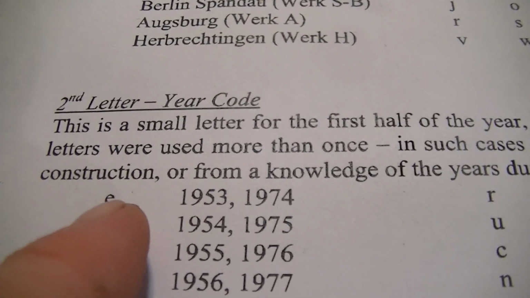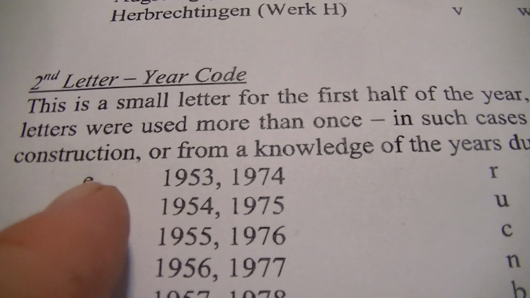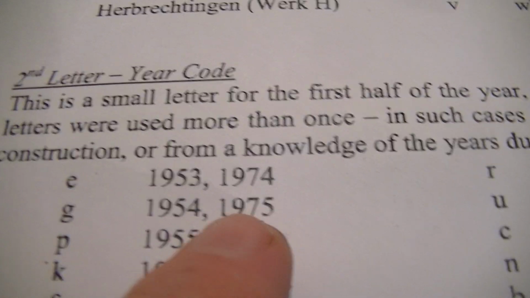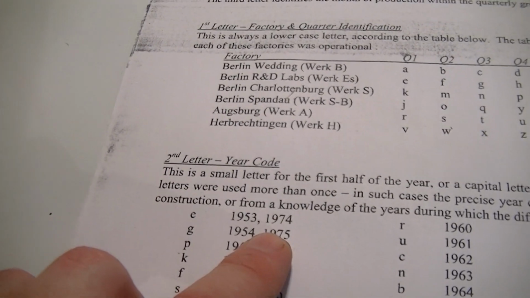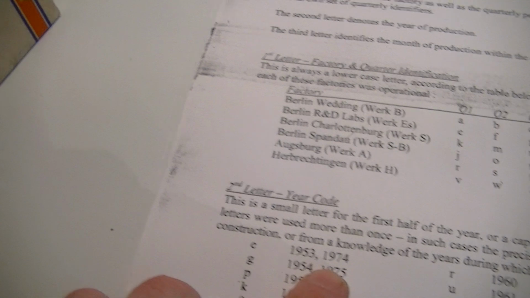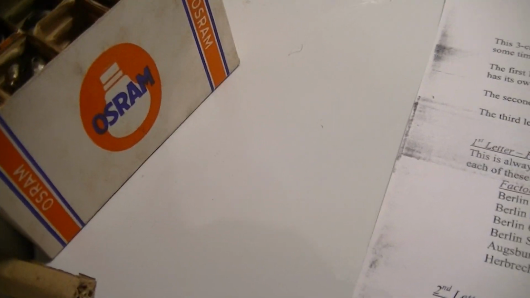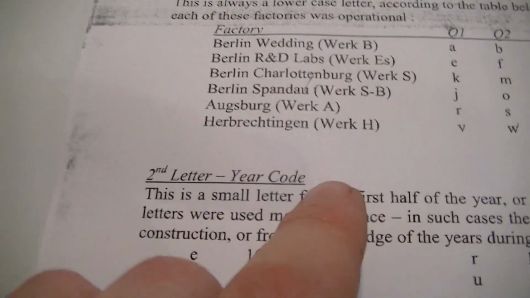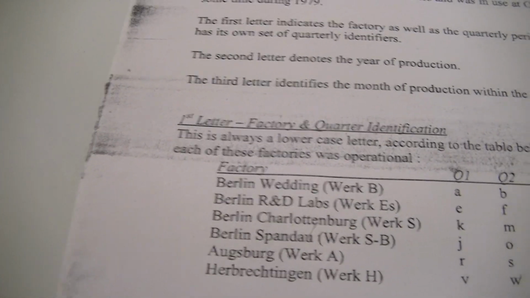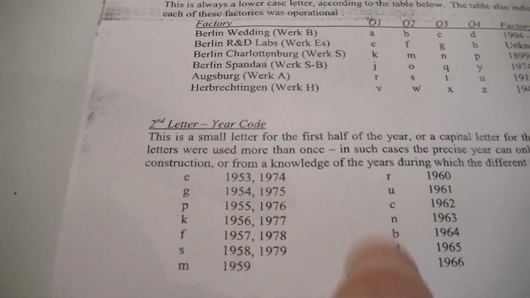To get the year, you have to go to the second letter, in this case, E, which is either 1953 or 1974. Judging by the state of the packaging, I'm guessing this is probably 1974, but it could possibly be 1953. Certainly the style of the printing would fit, but my guess would be the packaging would be in a bit worse shape. But this lamp could easily be made in either of those years.